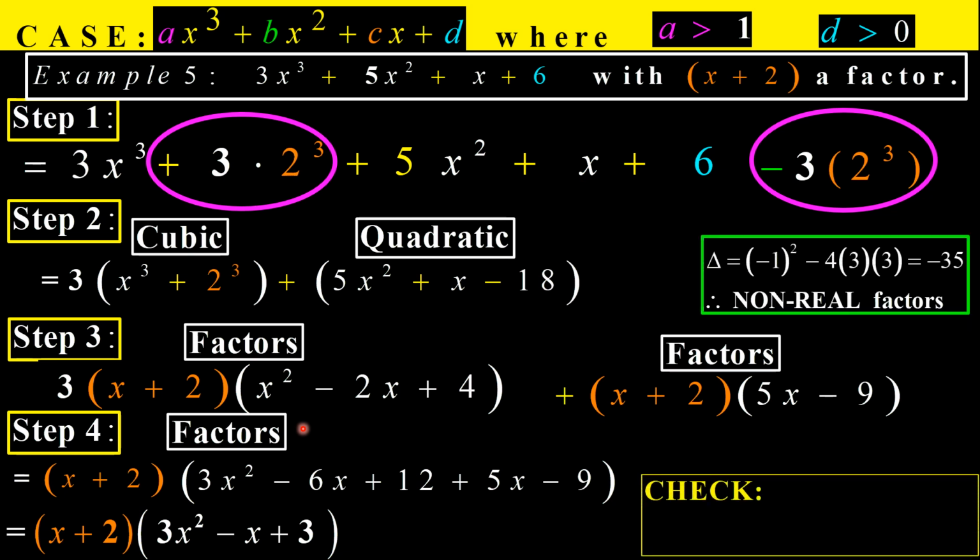Let's work out the delta, the discriminant. The a value is 3, the b value is negative 1, and the c value is 3. I substitute, I get negative 5, so again I get non-real factors there. Then let's check the value. I've got 3 plus 5 plus 1 plus 6, which gives me a 15. Let's look at my factors. I've got 1 plus 2, which is 3. 3 minus 3 plus 3 gives me a total of 15. So this one has also worked.